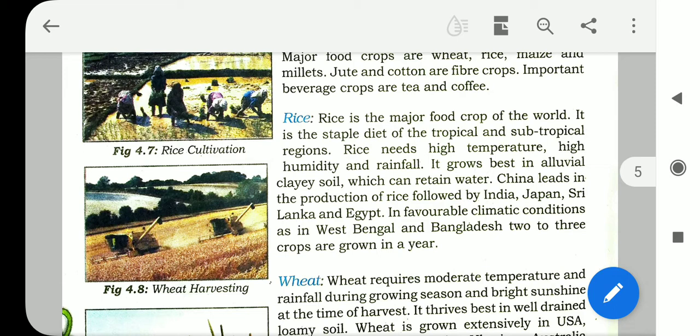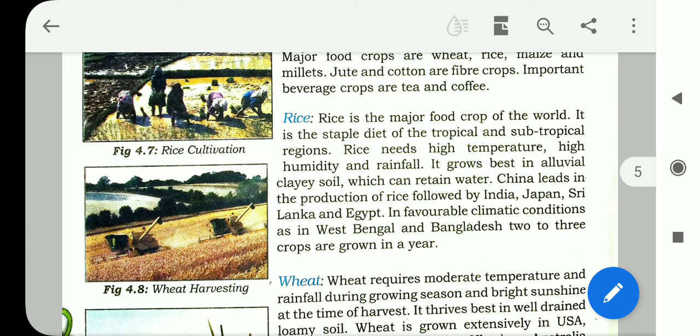Then you should read and note down the important things. So in case of rice, it needs high temperature, high humidity and high rainfall. Rice grows best in alluvial clay soil. The soil type is alluvial clay soil, which can retain water. That means the water persistence is maximum in that type of soil.